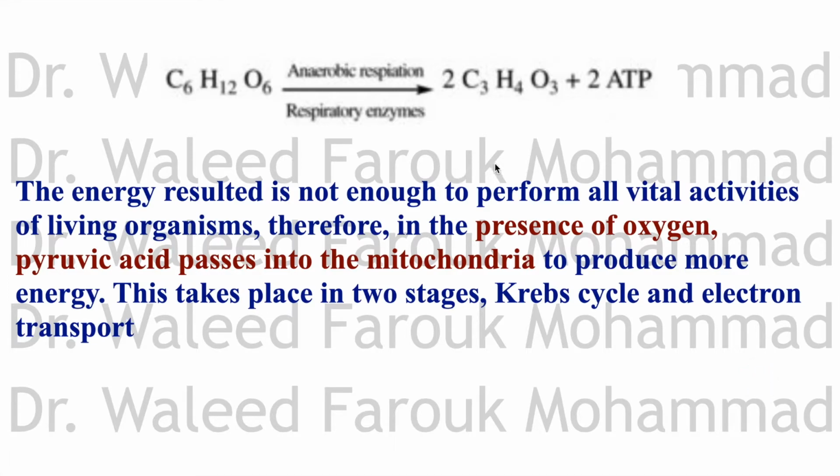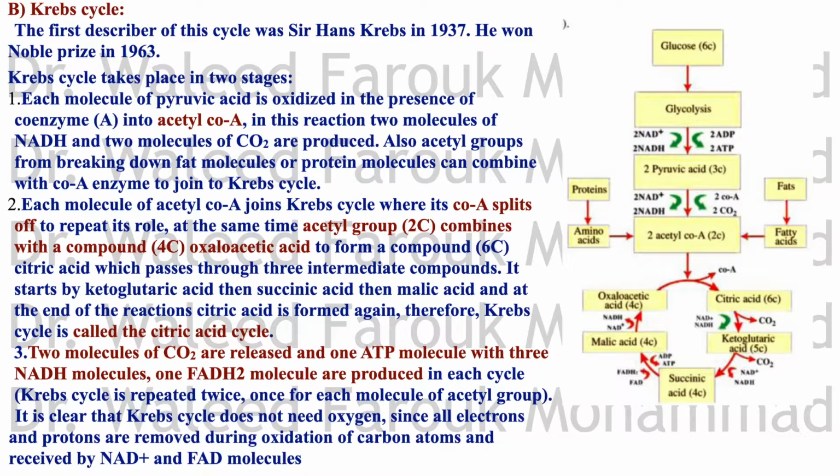The energy resulted is not enough to perform all vital activities, and in the presence of oxygen, pyruvic acid passes into the mitochondria to produce more energy. This is where the Krebs cycle and electron transport take place. Now, the first who studied the Krebs cycle is Sir Hans Krebs in 1937. He divided it into two stages.